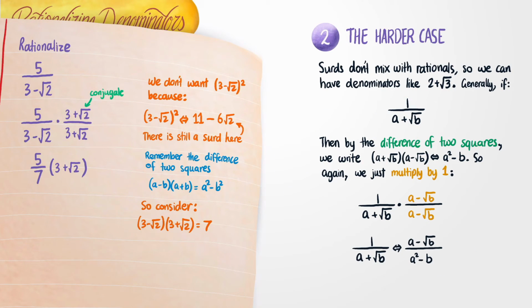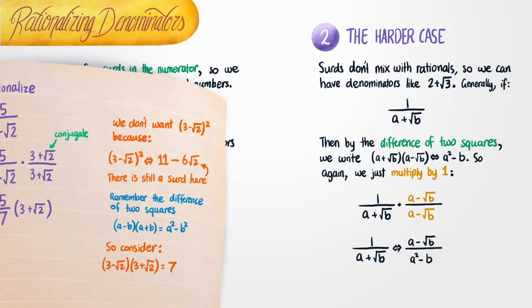So therefore, anytime you want to rationalize something like 5 on 3 minus the square root of 2, you just need to multiply by the conjugate on the top and the bottom, and then simplify. And that just about completes our example, so let's go ahead and summarize this lesson.